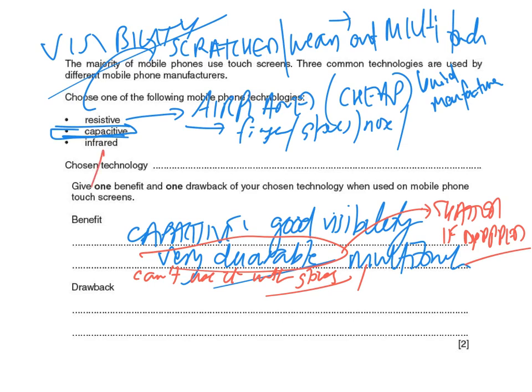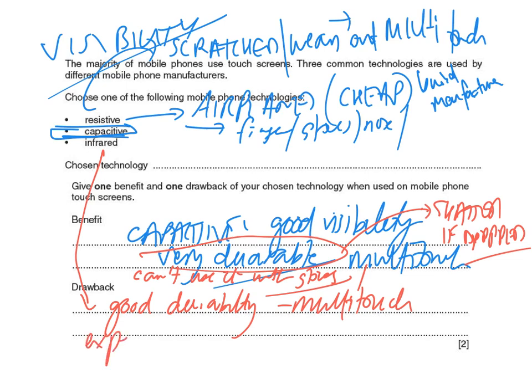So the final one, infrared, has got good durability. It also allows multi-touch. What else have we got here? They are expensive to manufacture though. What else? That's the one when my board's dirty, so it's not really great.